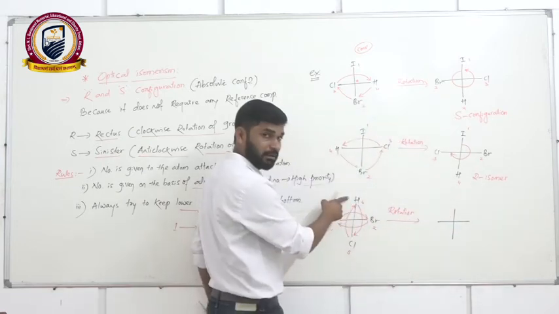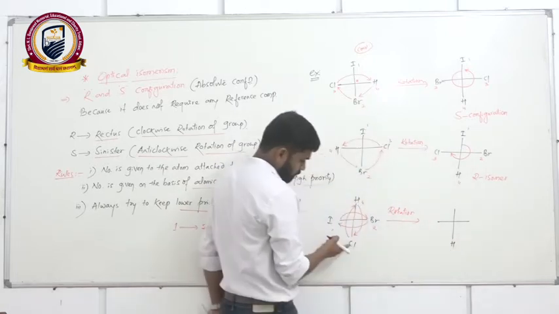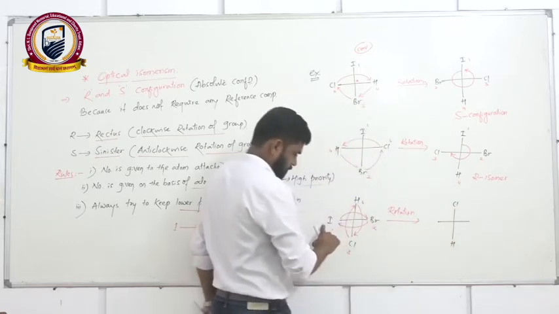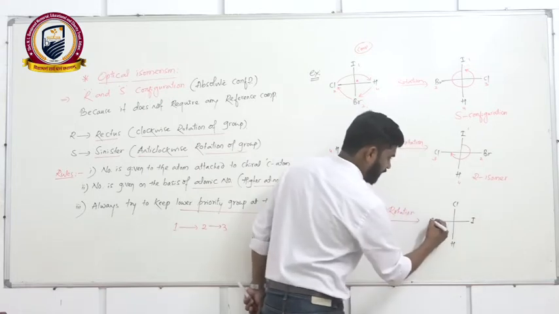So you are bringing the hydrogen to the lower priority group. Here it will be hydrogen. Chlorine will be moved to the top. Iodine will be moved to the right side, and bromine will come to the left side.